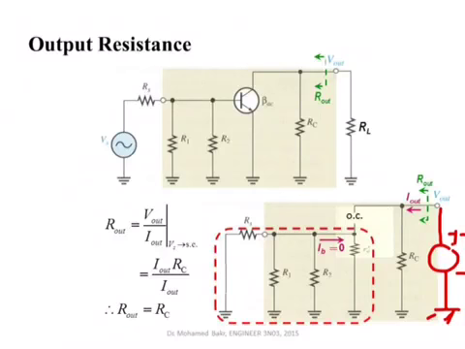Because if you connect a load, which is RL, notice this load will be in parallel with RC. So the smaller the value of RC, the smaller the equivalent resistance here. The parallel combination of them is smaller. So this is going to affect your gain.